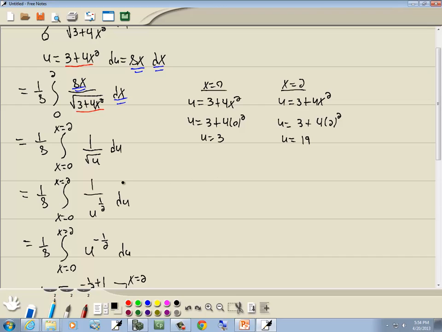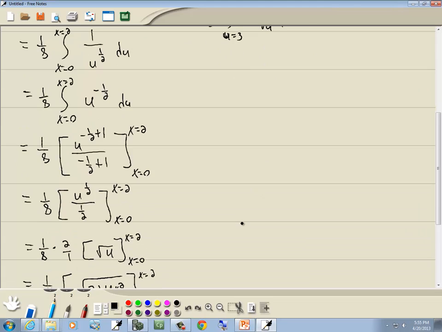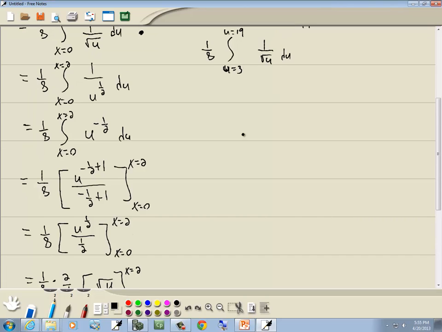So when they get down to this spot right here, they'll write it this way. They'll do the 1/8, and this will be from u equals 3 to u is equal to 19 of 1 over square root of u du. Now the reason why they'll switch those is that when they get down to the square root of u, you can just go ahead and plug in these numbers.